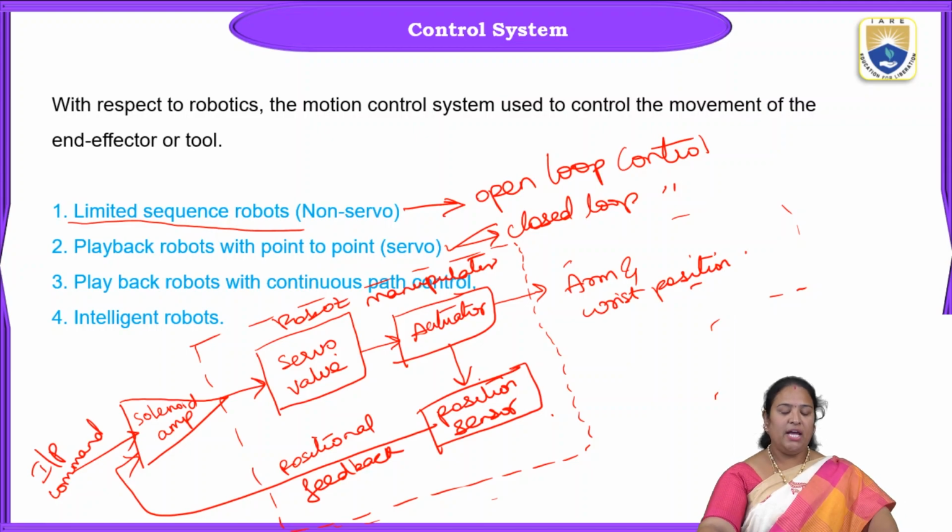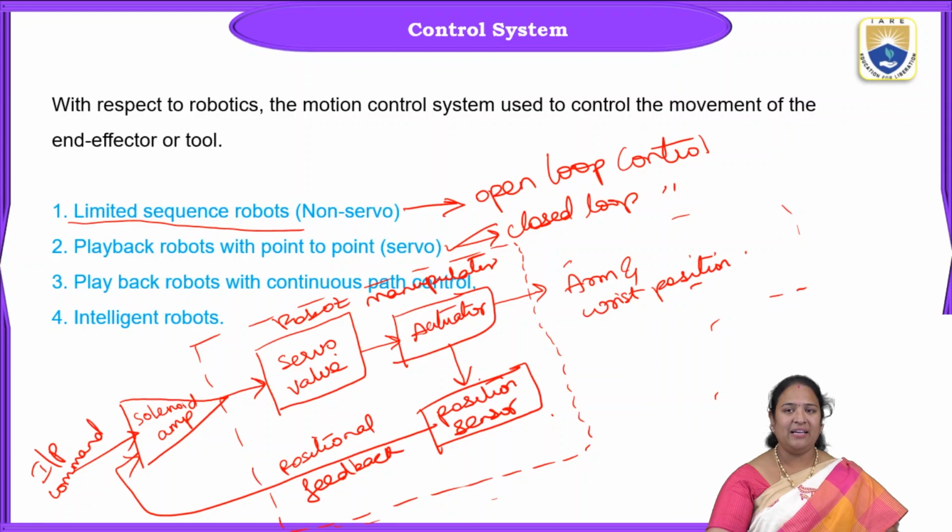That is, initially the input command is given from the controller to the solenoid amplifier, and the solenoid amplifier sends the signals to the servo valve, and from the servo valve the actuator starts working, which gives the motion to the arm and the wrist position. Right, with the help of the actuator, the motion of the arm and the wrist is done, and this actuator again sends the signal to the position sensor.